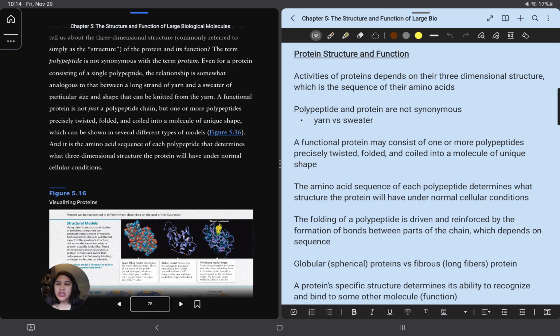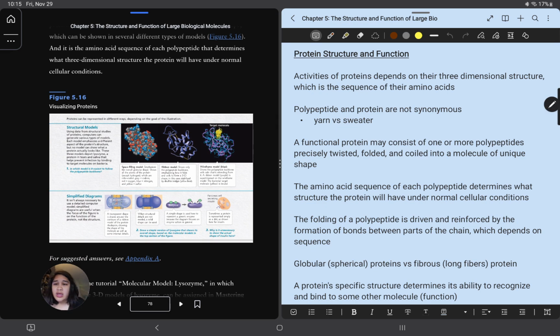The term polypeptide is not synonymous with the term protein. Even for a protein consisting of a single polypeptide, the relationship is somewhat analogous to that between a long strand of yarn and a sweater of a particular size and shape that can be knitted from the yarn. A functional protein is not just a polypeptide chain, but one or more polypeptides precisely twisted and folded and coiled into a molecule of a unique shape, which can be shown in several different types of models. And it is the amino acid sequence of each polypeptide that determines what three-dimensional structure the protein will have under normal cellular conditions.